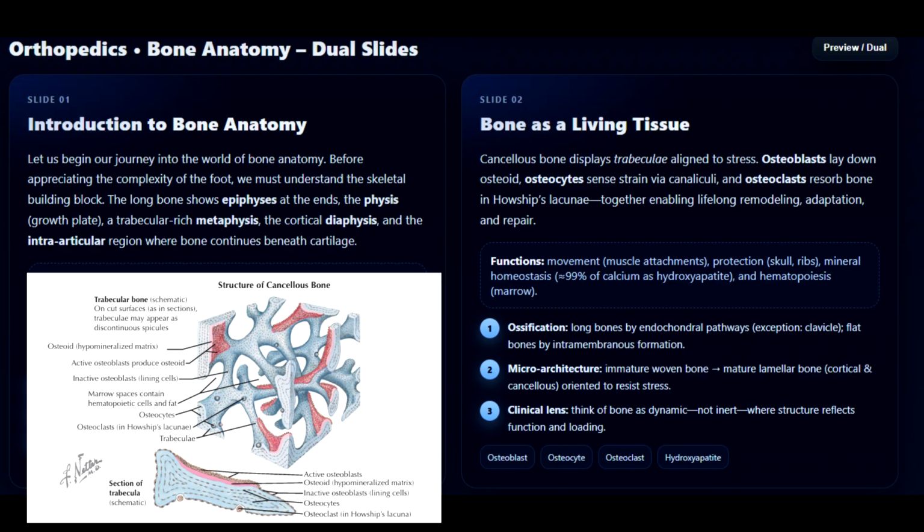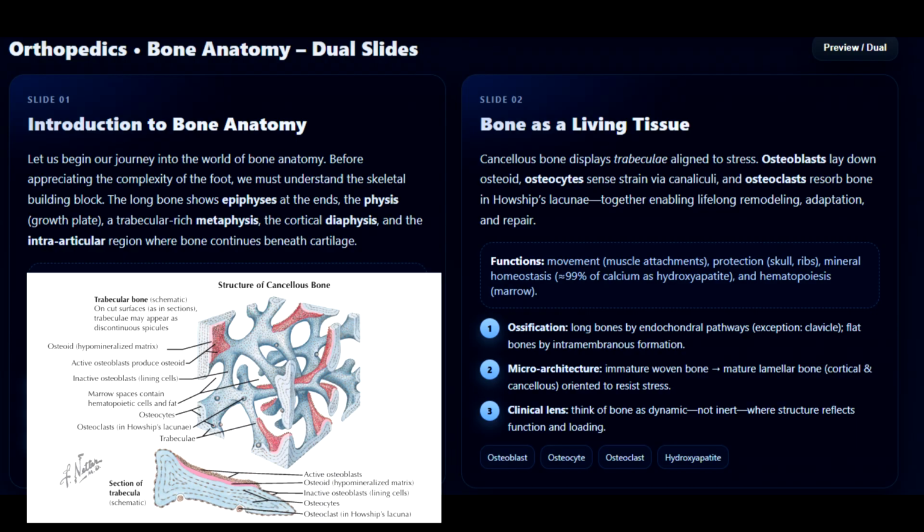Embedded within the bone itself, in tiny lacunae, are osteocytes, the mature bone cells that maintain the tissue and sense mechanical strain, communicating with one another through delicate canaliculi. And on the surface, we find osteoclasts, large multinucleated cells that resorb bone, creating little pits known as Howship's lacunae. This balance between osteoblasts and osteoclasts is what allows bone to continuously remodel, adapt, and repair itself.